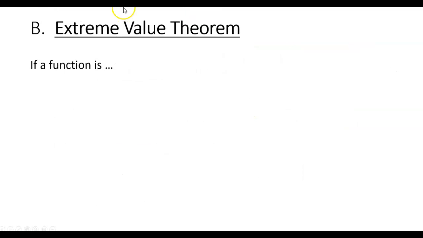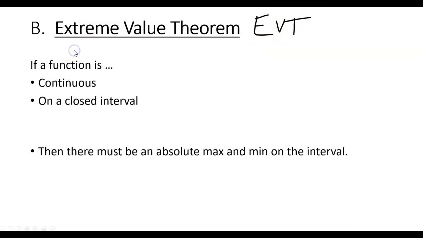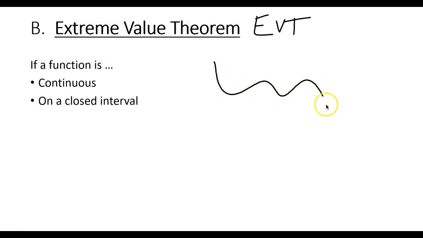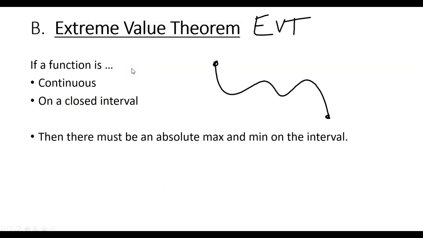Now, there's a theorem we call the extreme value theorem, abbreviated EVT, and it states the following: if a function is continuous, meaning there's no holes, gaps, or jumps, and it's on a closed interval, that means that the endpoints are defined. So it doesn't matter how I draw this line here, so long as I have a continuous line and the endpoints exist, then there has to be an absolute max or min somewhere on the interval.